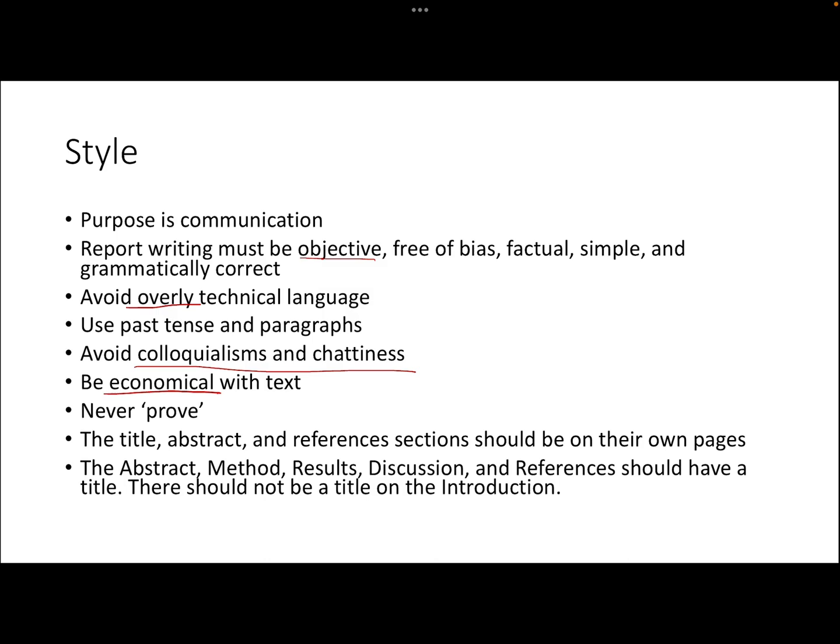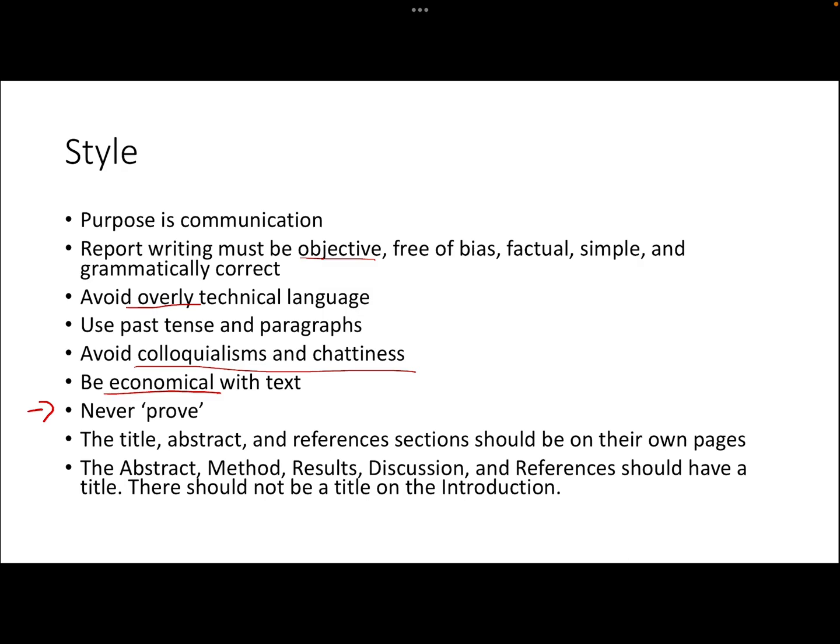We never say prove. Things aren't proven. Things are supported by the research. We're never dealing with certainty, we're always dealing with probability. That's why we use p-values, so we can never prove our hypothesis. We can support one instead.